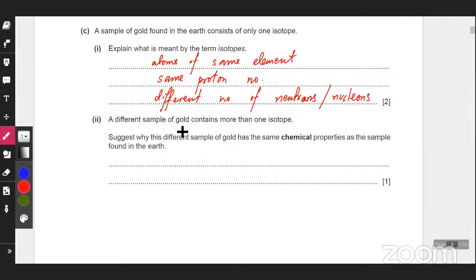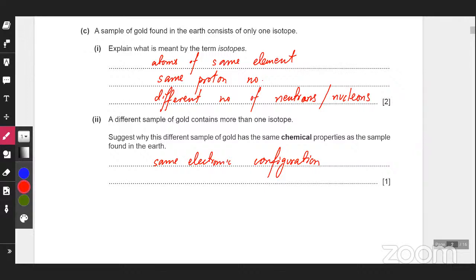So next: a different sample of gold contains more than one isotope. Suggest why this different sample of gold has the same chemical properties. Why do they have the same chemical properties? They have the same electronic configuration. That's why they have the same properties.